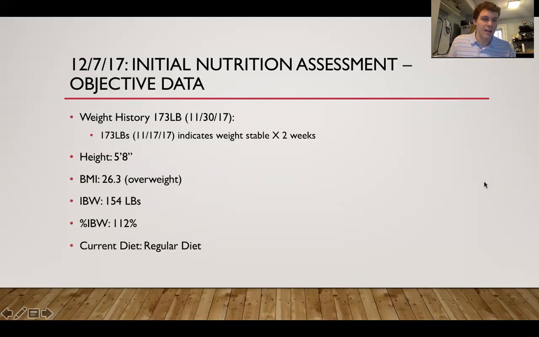So objective data: 173 pounds, indicating that his weight was stable for the past 2 weeks. He had been in jail since December, and those were the only weights that we had. Using those 2 weights indicated that his weight was stable, and the other information stayed the same from what I showed you earlier, and he was currently on the regular diet.